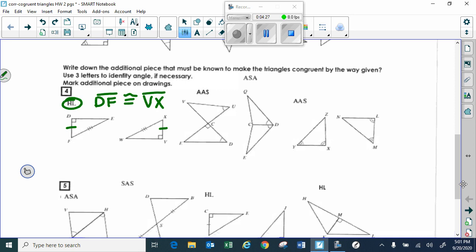Now I have HL. Now I want you to remember, we just started corresponding order. So corresponding order counts. So when I wrote DF, notice I started with the right angle and went out to the F.